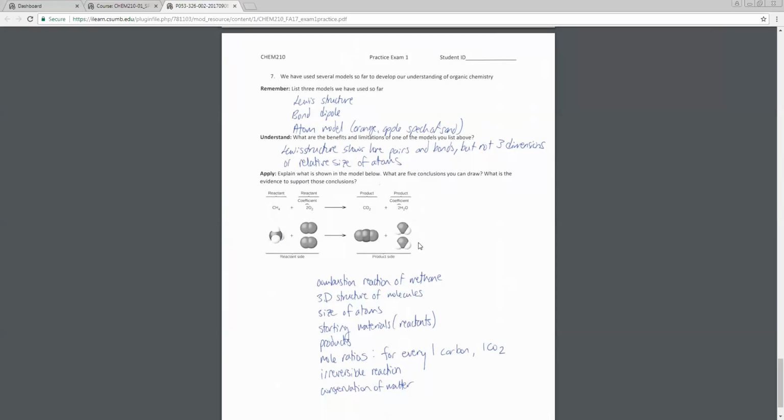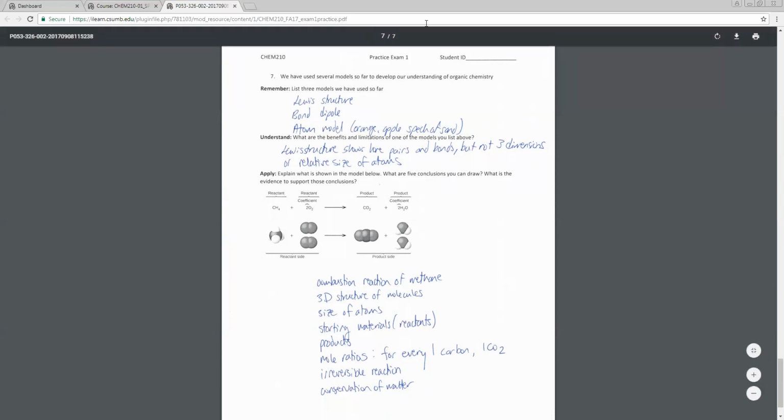And then some other examples would be combustion, 3D structure of molecules, size of atoms, starting materials, products, mole ratios, irreversible reaction, conservation of matter. These are all different types of ideas of the way that you could answer this question.